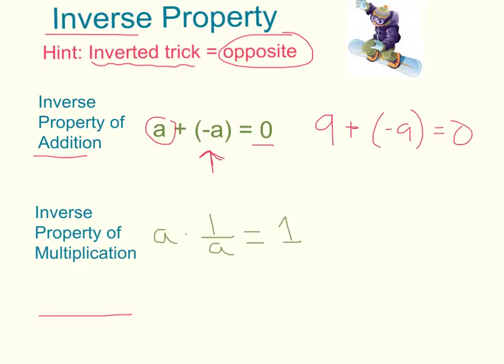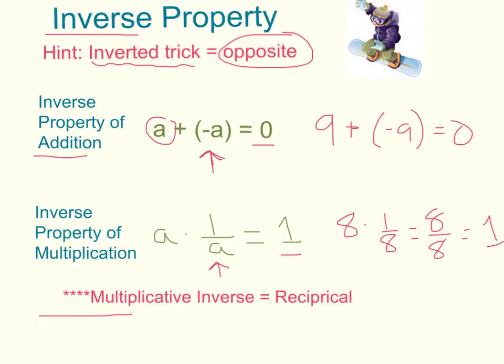And now for the inverse property of multiplication, think about the opposite of multiplication is division. Or you could also think of reciprocal, this fraction. So if you multiply a times 1 over a, it equals 1. So for example, if you have 8 times 1/8, it's the same as 8 divided by 8, which is 1.